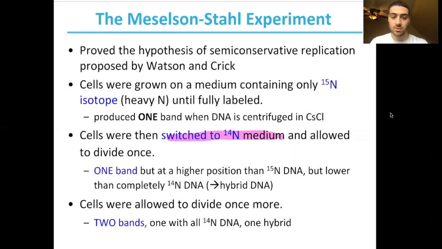I have an image below which we can get in more detail first. So then they allowed the cells to divide again, and they saw two bands. One band was the same, it was the hybrid band, and the other band was higher, and it was purely N14 DNA. So what does this prove? How does this prove that DNA is semi-conservative?